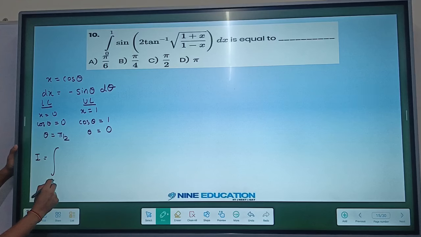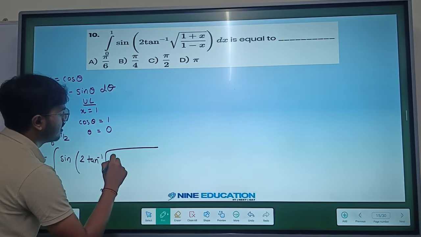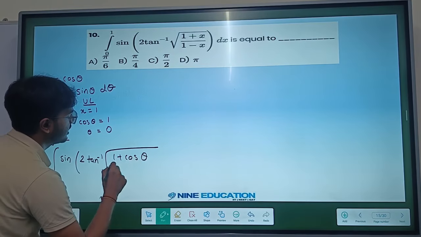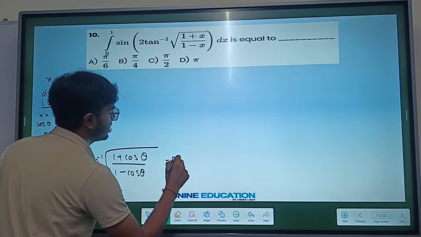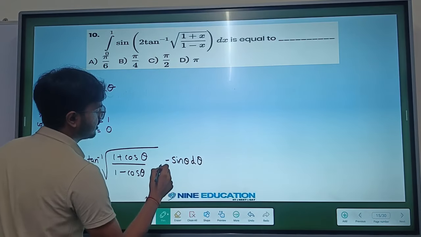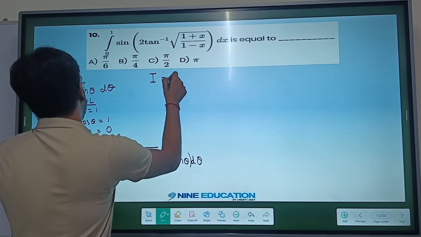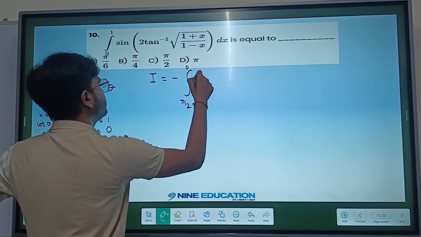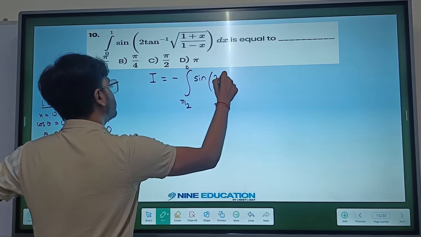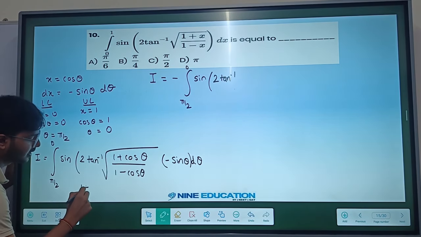From pi by 2 to 0 sine of 2 tan inverse under root 1 plus cos theta divided by 1 minus cos theta, and dx is minus sin theta d theta. Can I take this minus outside? So I value would be minus of pi by 2 to 0 sine of 2 tan inverse under root 1 plus cos theta over 1 minus cos theta. I can use this formula.